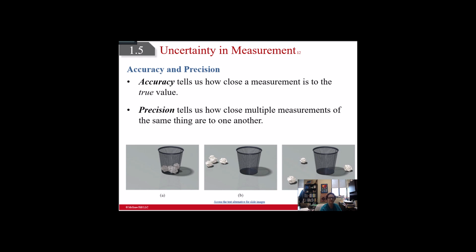The last part of this is just about accuracy and precision. Accuracy tells you how close you are to the true value, and precision tells you how close your attempts were to each other. So if you get them all close to the same place, you have good precision, but you didn't get them in the trash can, so they're not accurate. If they're all around the trash can and not in it, that's not accurate or precise. If it's all in the trash can together, it's precise and accurate.